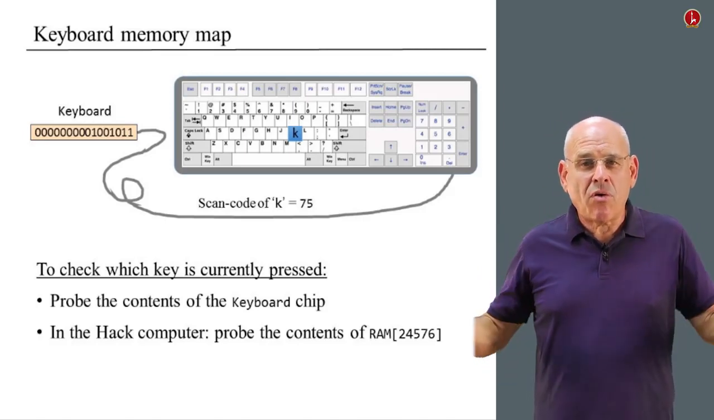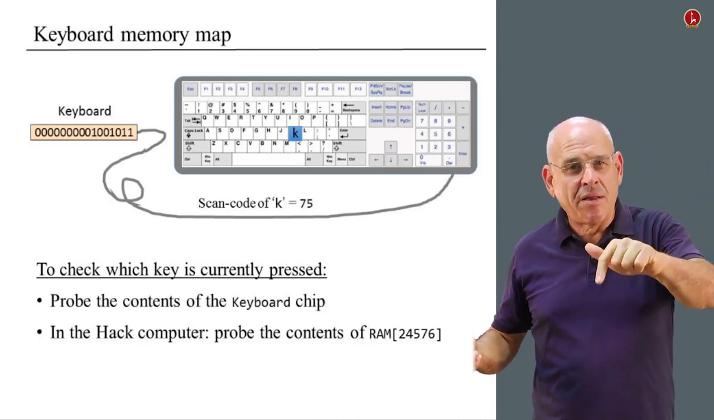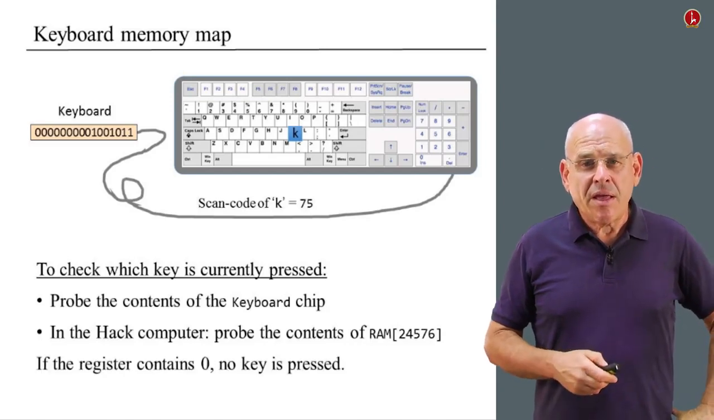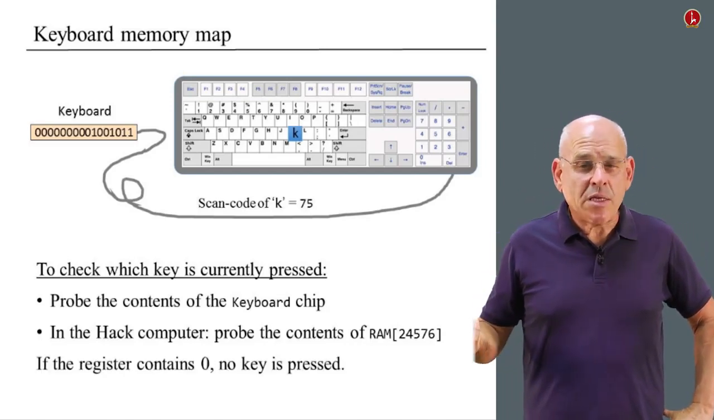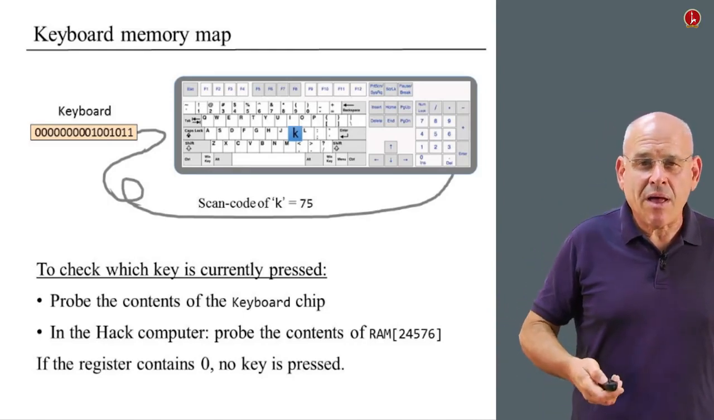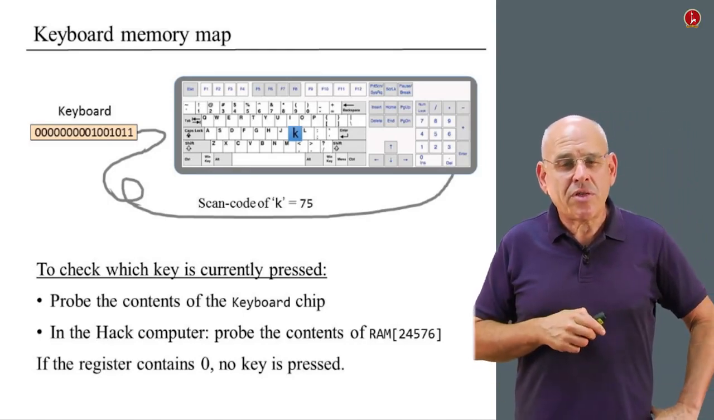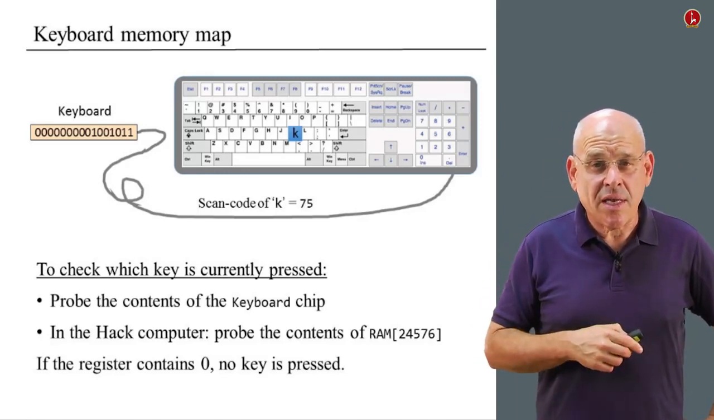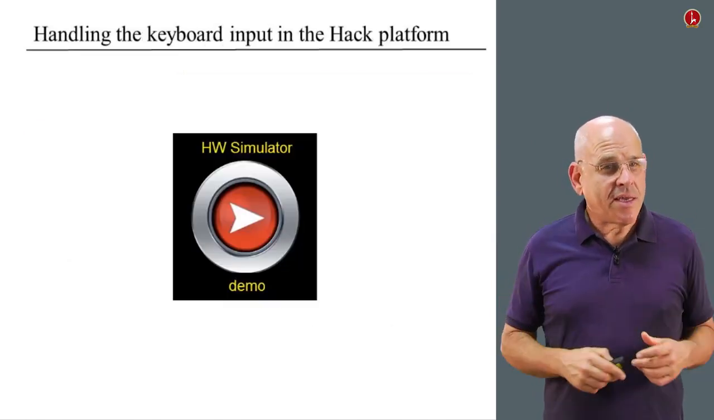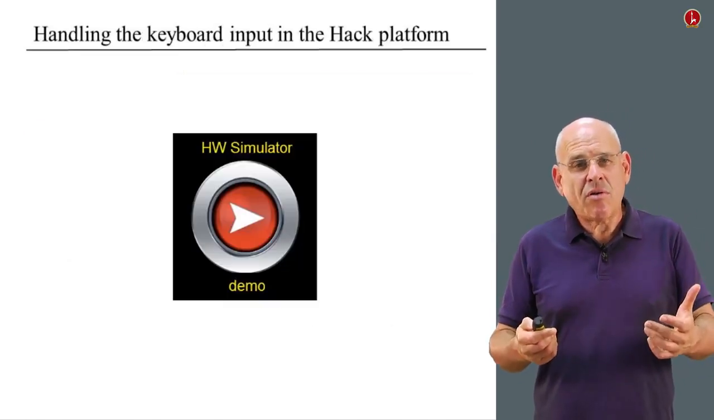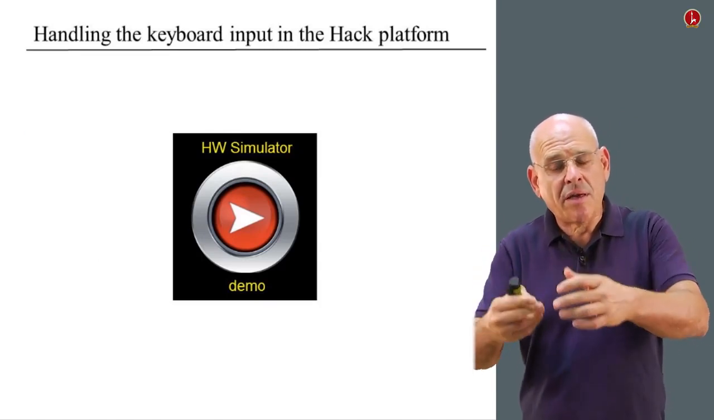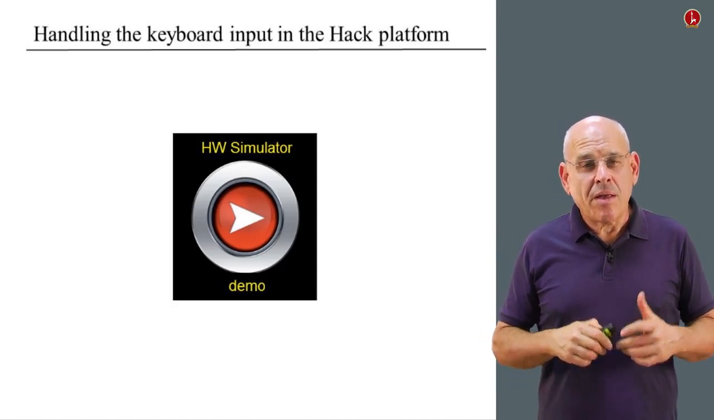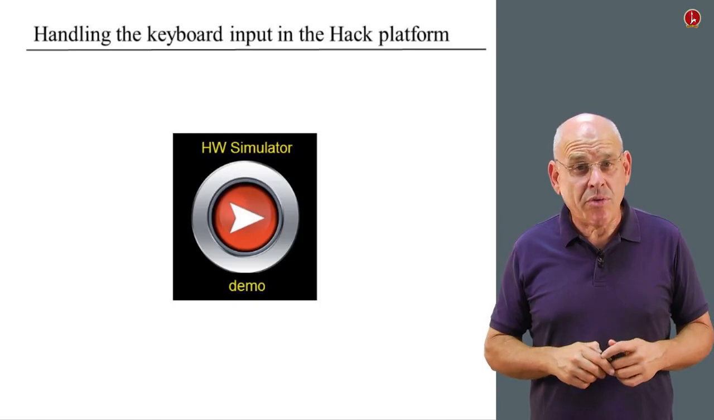24576. So if I want to know if someone is pressing the keyboard, I have to look up the value of this particular memory register. If the register contains 0, no key is pressed. If the register contains some other number, I can tell which key was pressed according to the scan code, according to this number. To make this more vivid, I'd like to give you a demonstration of how your physical keyboard is connected to the Hack computer through this keyboard memory map. So that's what we'll do next.